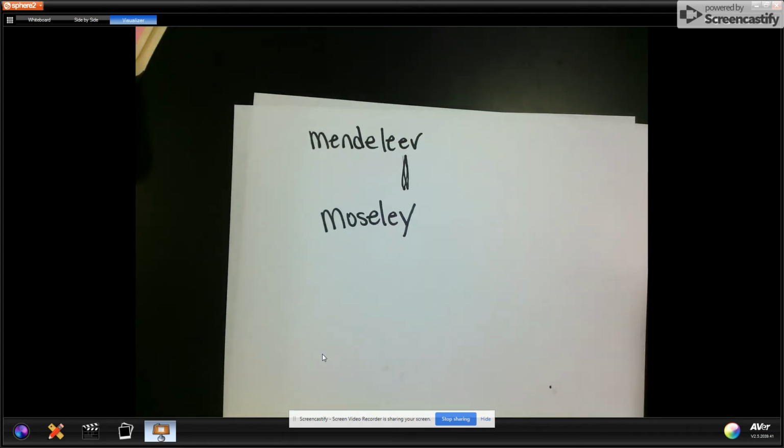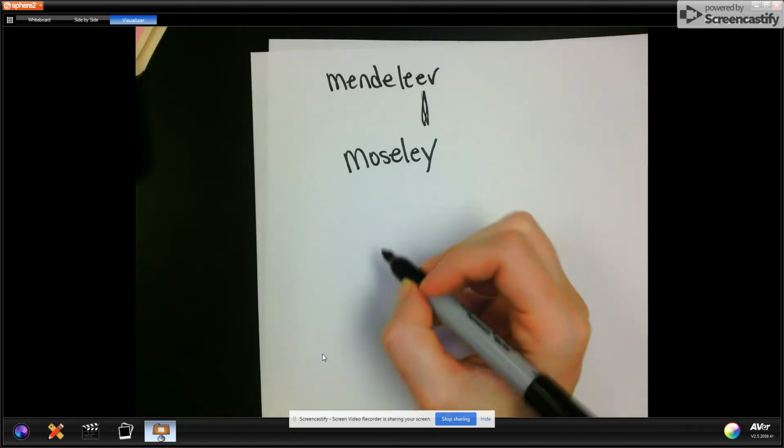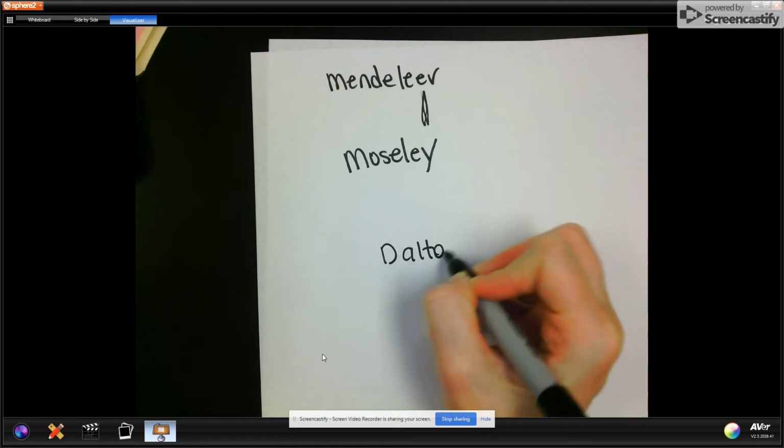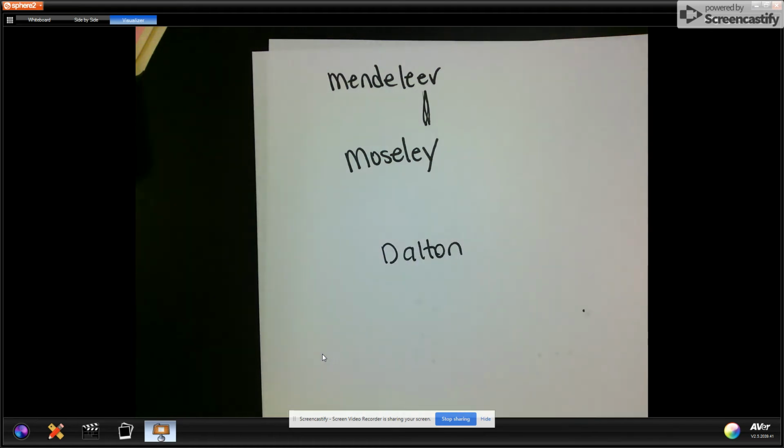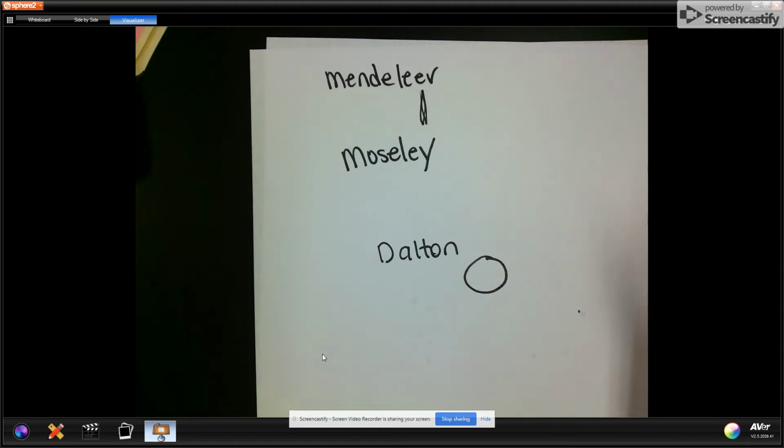And then we talked about the history of the atom. Again, I'm going to do a whole lot of talking, not a lot of writing. We have Dalton. He had the billiard ball model, it's just a sphere.